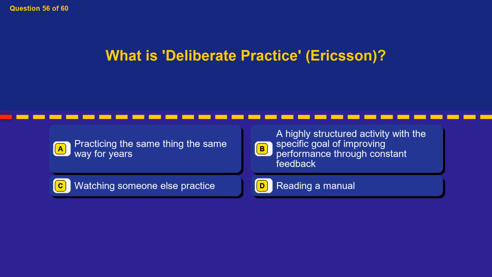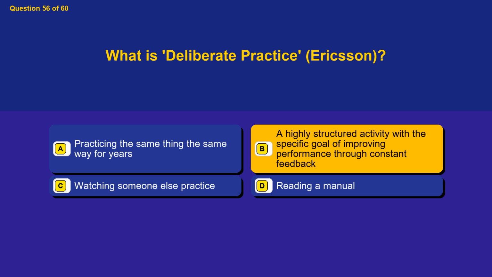Question 56. What is deliberate practice, Ericsson? Option A. Practicing the same thing the same way for years. Option B. A highly structured activity with the specific goal of improving performance through constant feedback. Option C. Watching someone else practice. Option D. Reading a manual.